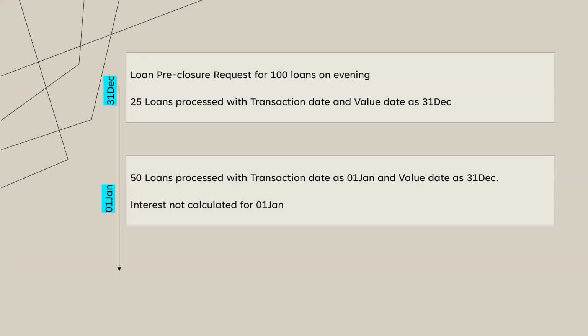On 1st January, again, the back office is processing 50 loans with the transaction date as 1st January because the book was moved to 1st January. But those loans should not calculate interest for 1st January, because the customer has visited the bank and submitted the request on the 31st itself. And because of some bandwidth issues, the bank is processing on the next day.